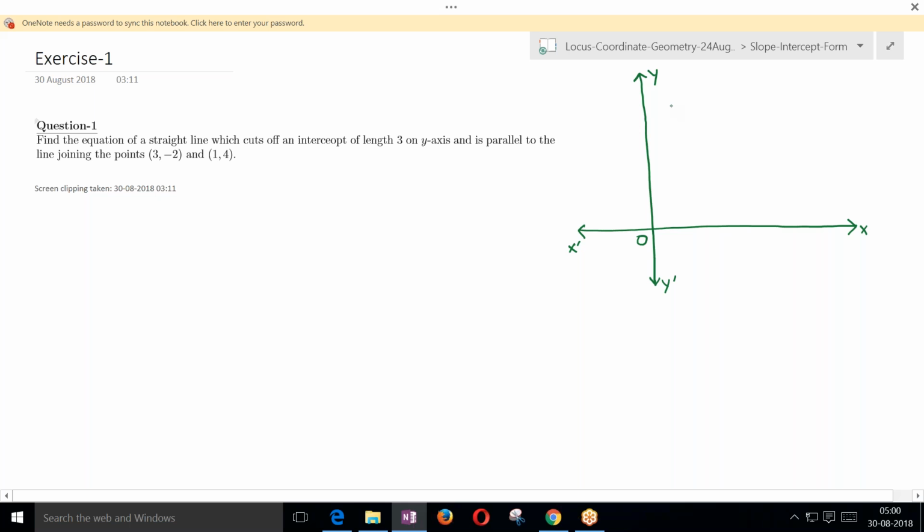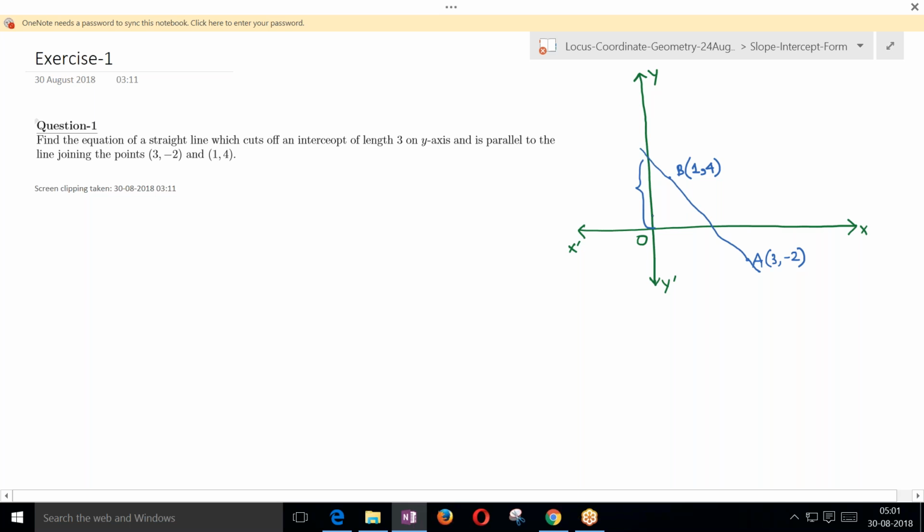Suppose this is the point A, 3 comma minus 2, and that is another point, 1 comma 4. 1 comma 4 could be somewhere here. Suppose this is the point B. So what is our straight line? Our straight line is passing through these 2 points, so it will be a straight line. It looks like a curved line, but think of this as a straight line.